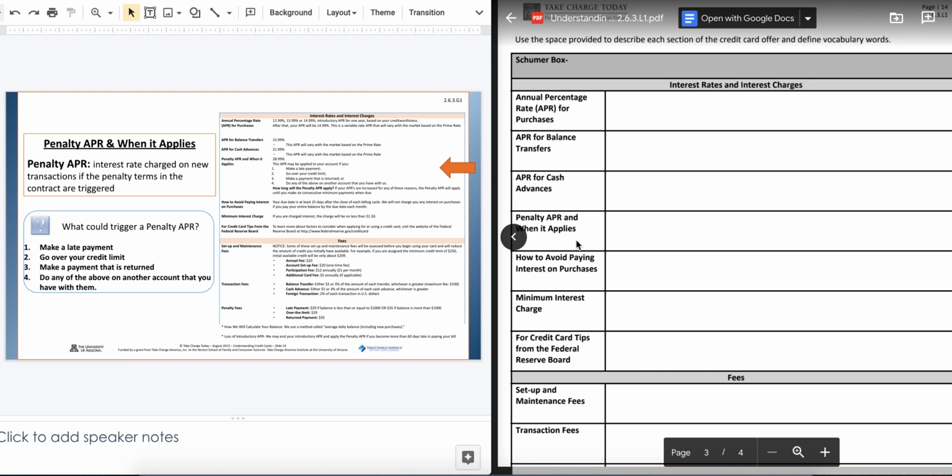We might have something that's called a penalty APR, and penalty APR means that it is going to be a different interest rate that is charged on new transactions if you have any penalties on your contract. So if you have broken any of those contract terms, like making a late payment, like maxing out your credit card and trying to charge more than your credit limit, or maybe you tried to make a payment, but you didn't actually have enough money in your account, so they had to return it. Or if there are some other contract terms that you have broken, you're going to get a penalty APR. So you're going to be charged a fee or a certain percentage for breaking some of these rules.